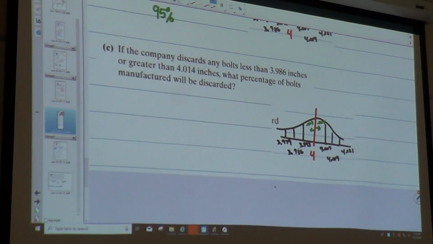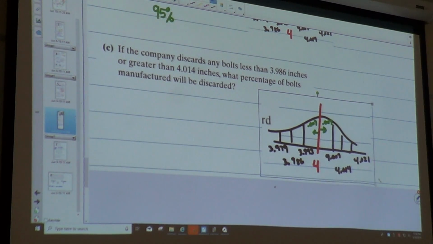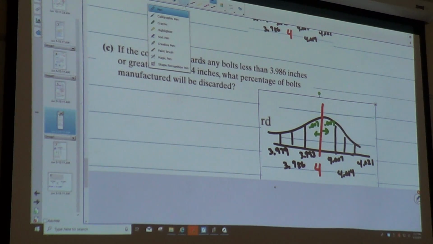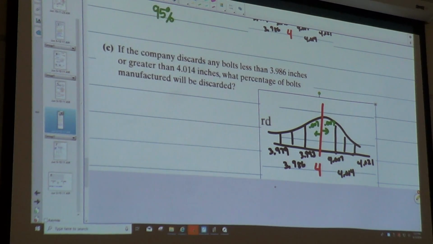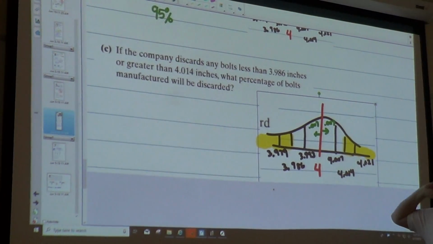All right, this time we are doing less than 3.986 or greater than 4.014. And I think we talked about this last time. The reason I say or is you can't be in both places at one time. You can either be more than that or you can be less than that. So my greater is here and my less is here. Now, if you're an adder upper, you're going to do the point whatever and the point whatever and the point whatever and the point whatever.